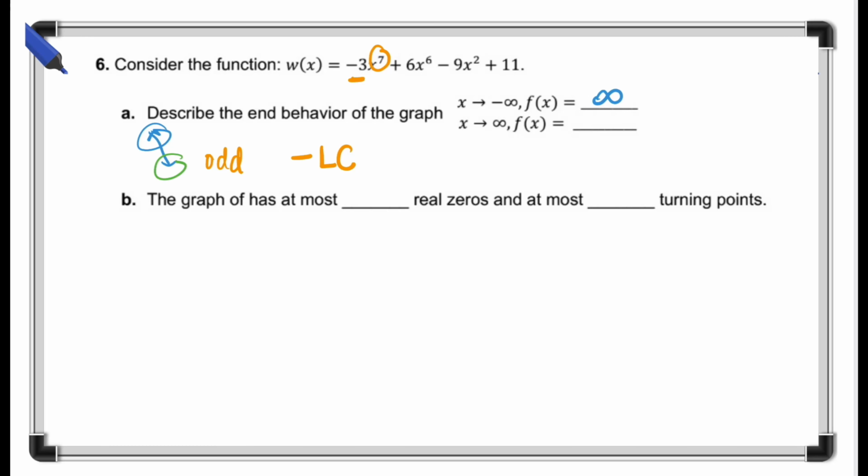When you're looking at real zeros, again, you are looking at the degree. So you have 7 real zeros. And when you're looking at the turning points, you're taking that value of the real zeros, which we'll just say is n, and we're going to subtract 1, and that will get us our turning points. So 7 minus 1 will get us 6.